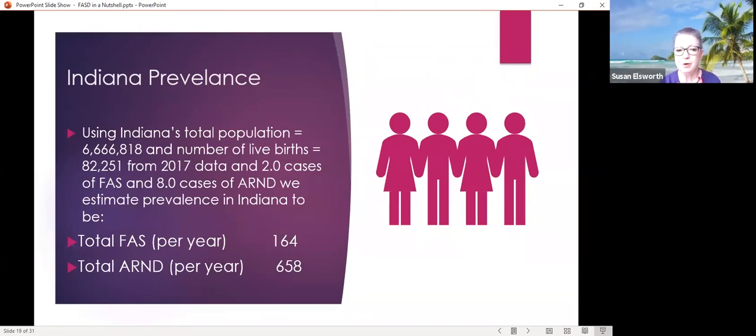And so we're going to go pretty quick through these just in the essence of time, but a lot of times people ask, how many people are affected, and what are we looking at? These are real numbers for Indiana in terms of our population and live births for that year. If we use 2 per 1,000 cases as the multiplier for live births, we would have 164 individuals born that year, and 8 out of 1,000 for ARND, we would have 658.